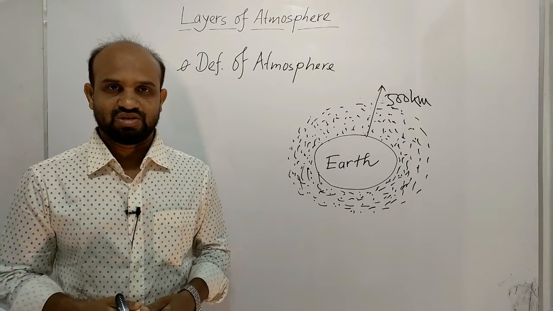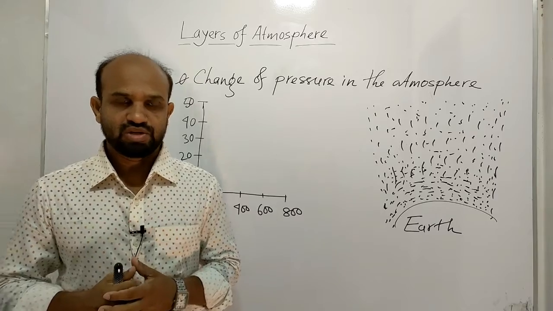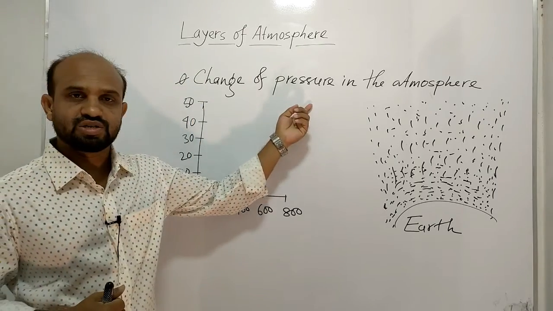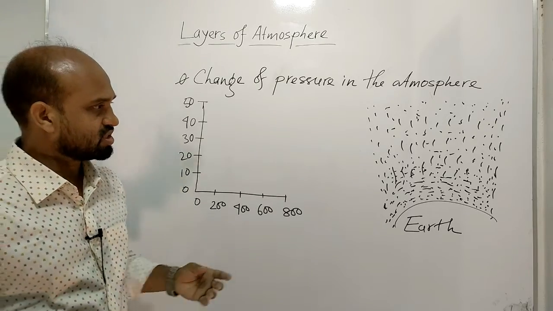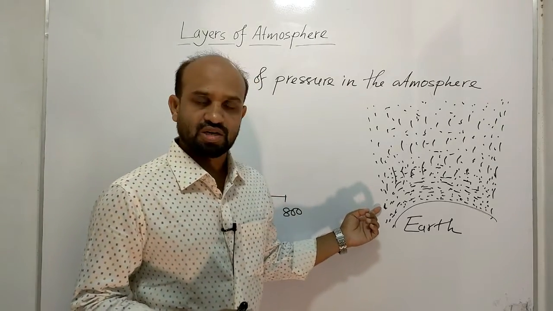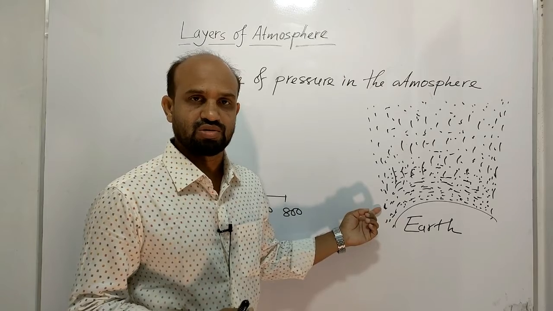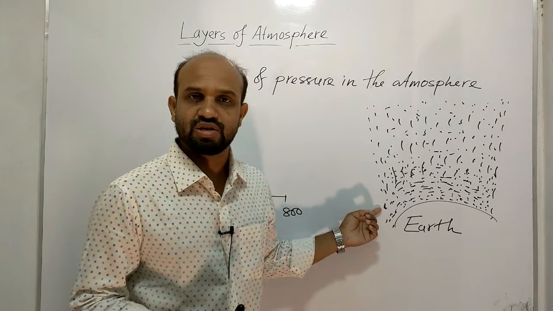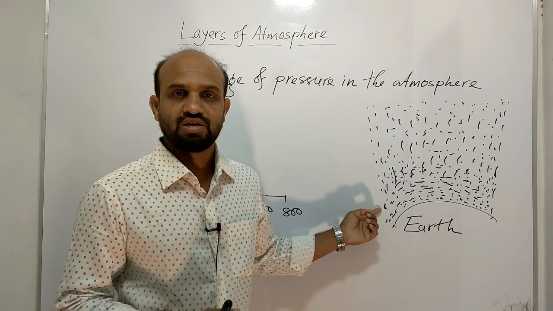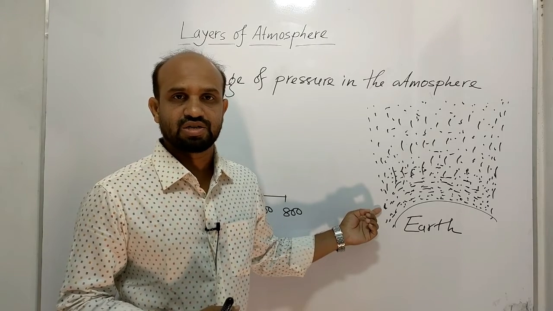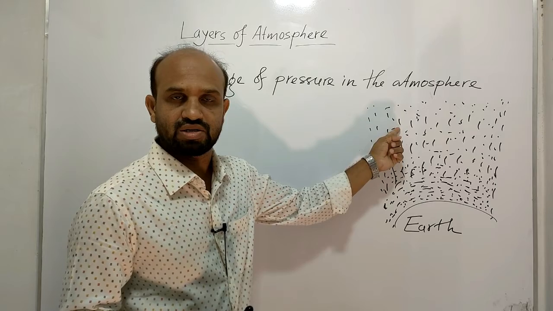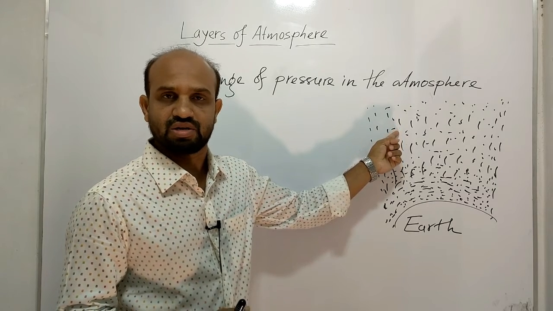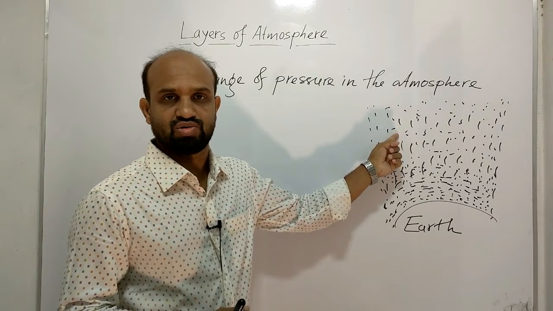Let's see the next point. Now the point is change of pressure in the atmosphere. First of all, let's see the composition of atmosphere. In the atmosphere nearer to the ground, the density of air is much higher due to the gravitational attraction, and with the increase of altitude the density of air is decreased gradually.